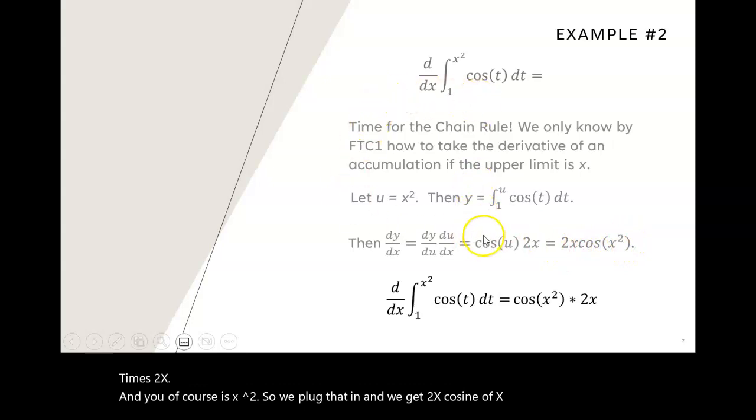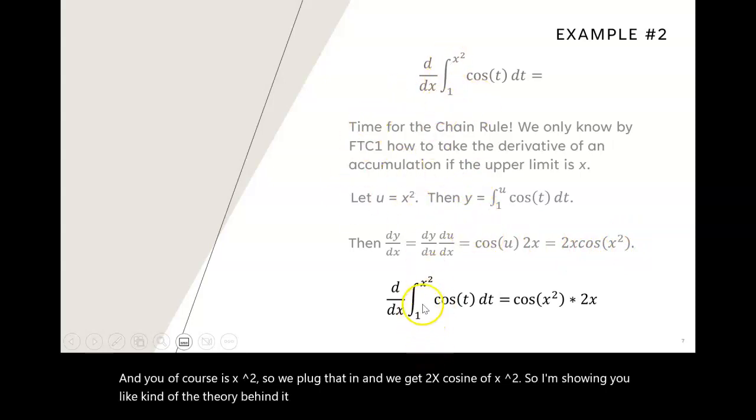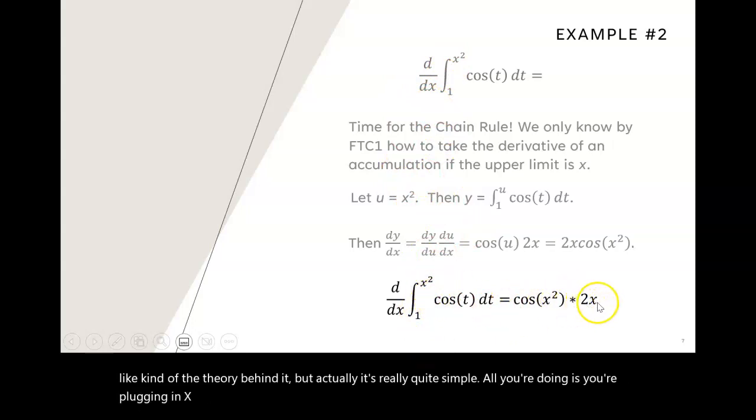So I'm showing you the theory behind it, but actually it's really quite simple. All you're doing is plugging in x squared, and then multiplying by the derivative of x squared, which is 2x, because of the chain rule. Think of this x squared as an inside function here.